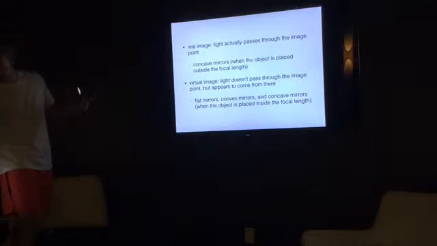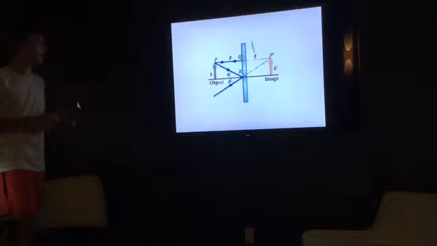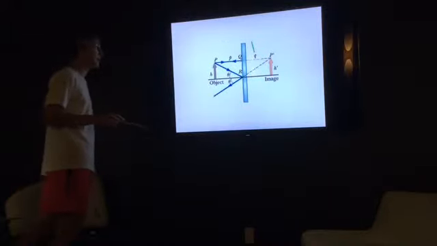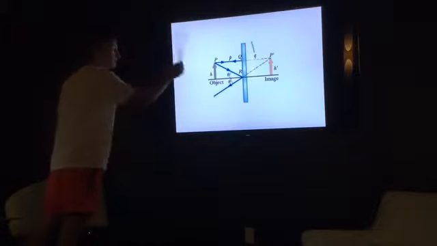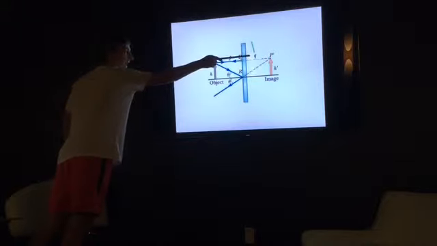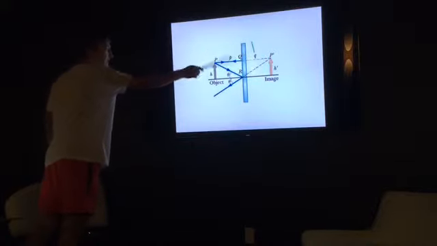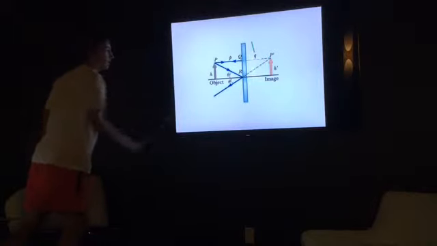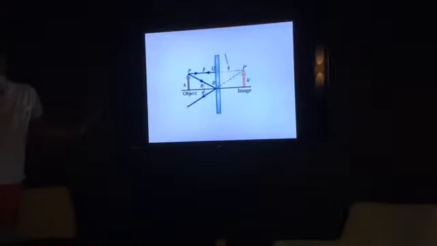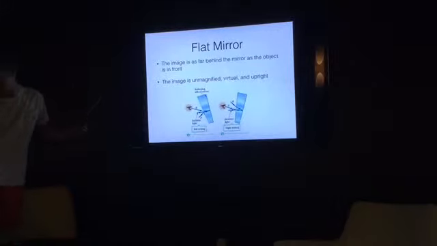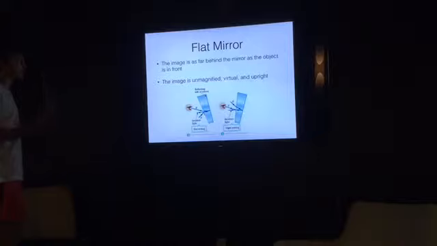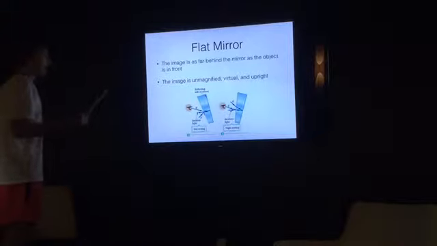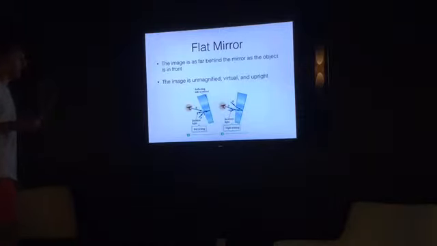So a better elaboration on that from flat mirrors shows that this is a virtual image because the image that's being seen is on the other side of the mirror, instead of on this side, which would show that it's real. Just a quick explanation of flat mirrors again: the image is as far behind the mirror as the object is in front, which is why it would be the same size. And the image is unmagnified, which means same size, virtual, and upright.